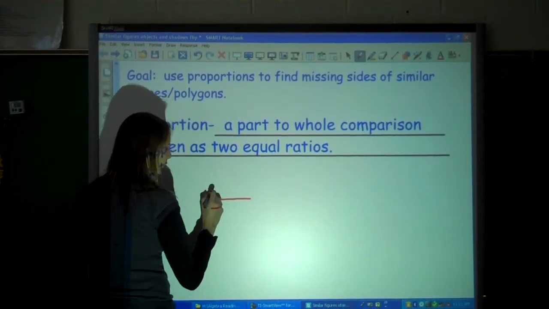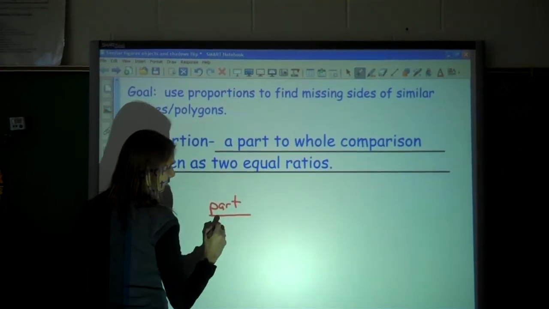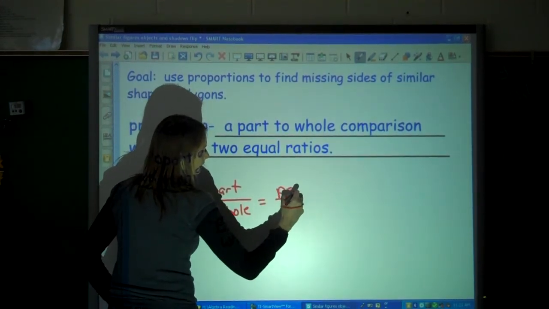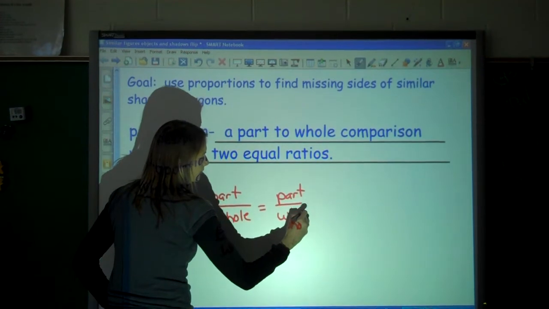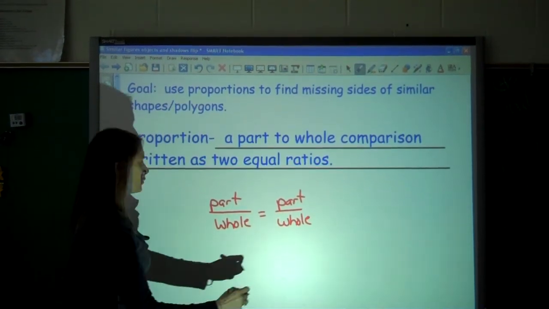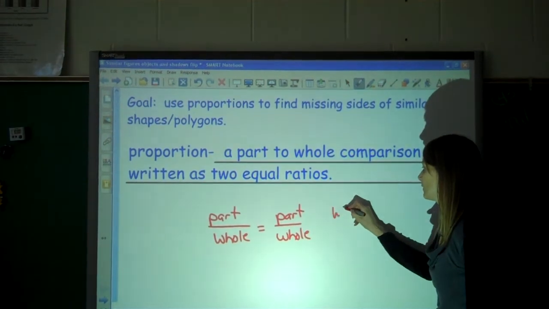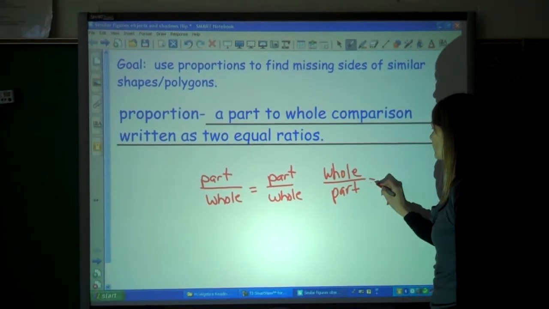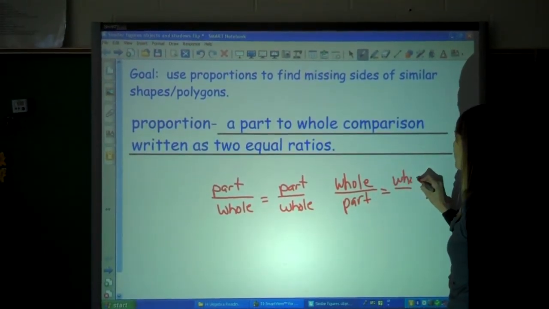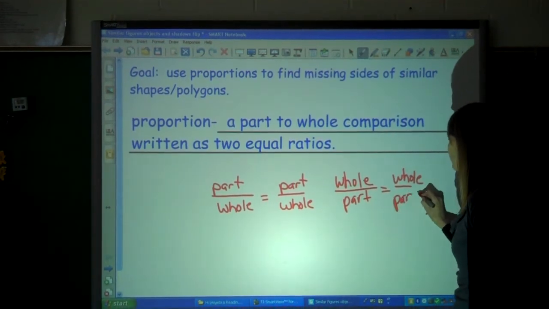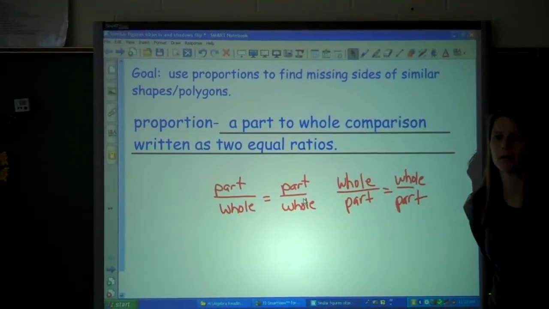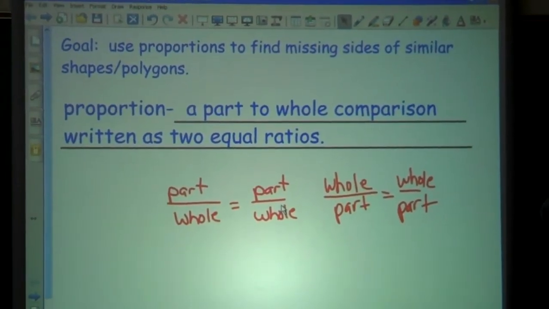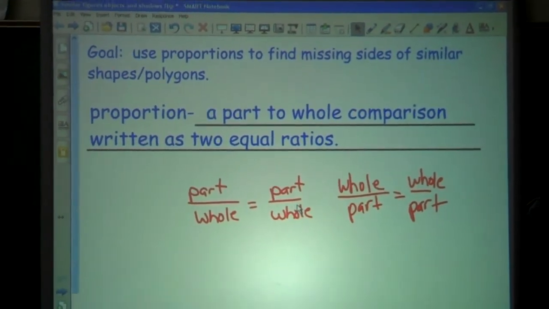Remember, we have a part of something over a whole of something, and a part of something written over a whole of something. Or we can do the whole of something written over the part, as long as on the next ratio we keep the whole on top and the part on the bottom. So go ahead and write that down. If you need to, you may pause the video at this time to write it down.